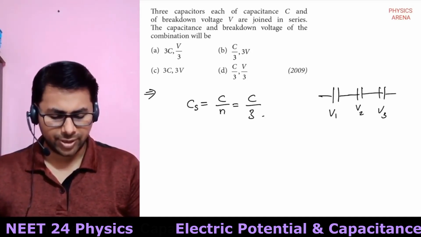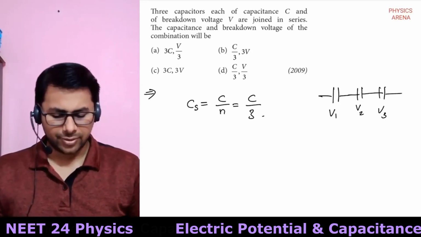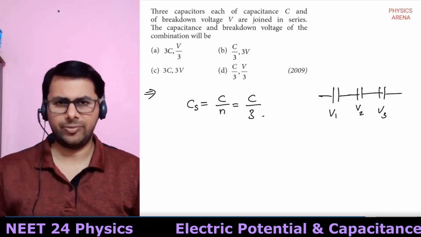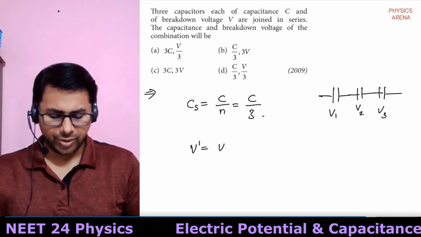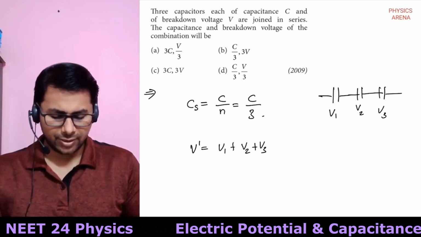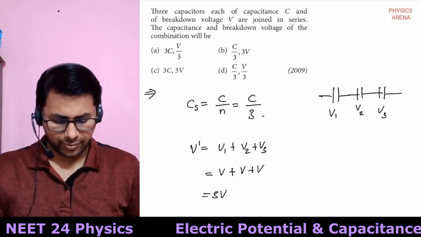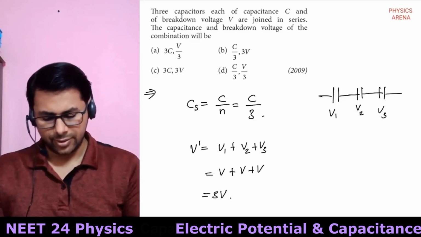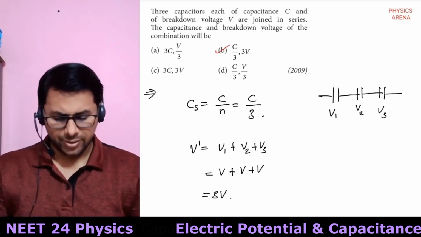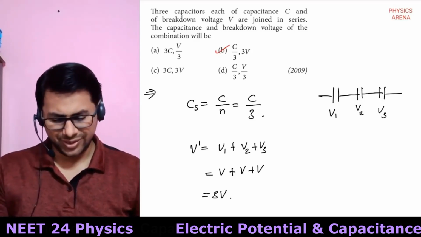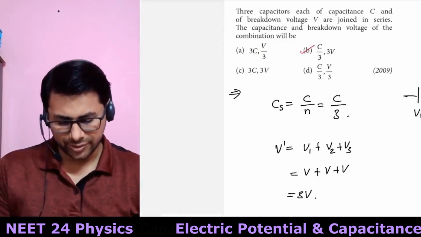How much is the net potential difference? V1 plus V2 plus V3. Good. So that is equal to V plus V plus V because they are all equal. So V dash is equal to V1 plus V2 plus V3, that is V plus V plus V, 3V. So this is very simple. Or was it the most simple? No, there were some direct questions.